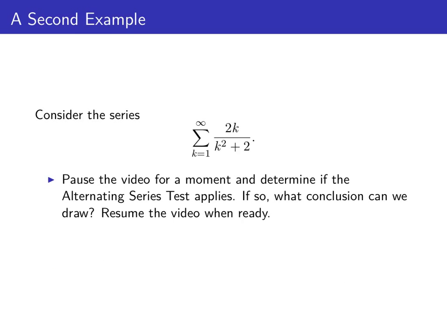Let's look at another example. Consider the series sum k goes from 1 to infinity, 2k over k squared plus 2. Pause the video for a moment and determine if the alternating series test applies. And if it does, what conclusion can we draw? Resume the video when you're ready.